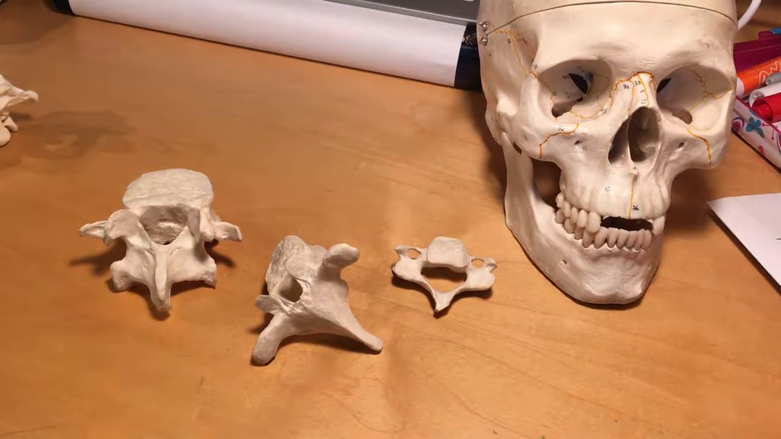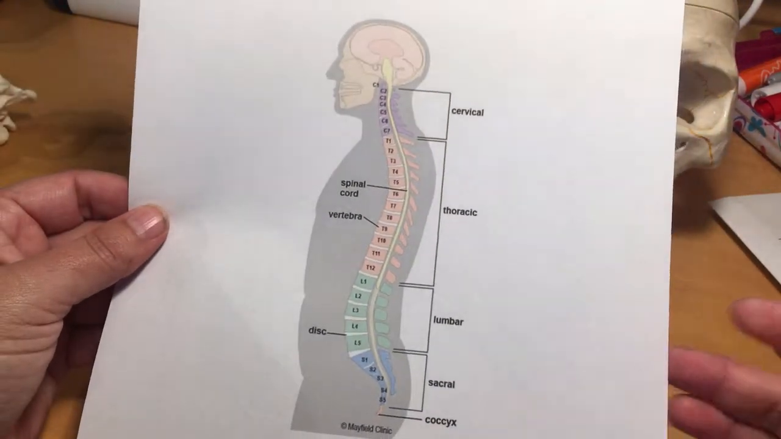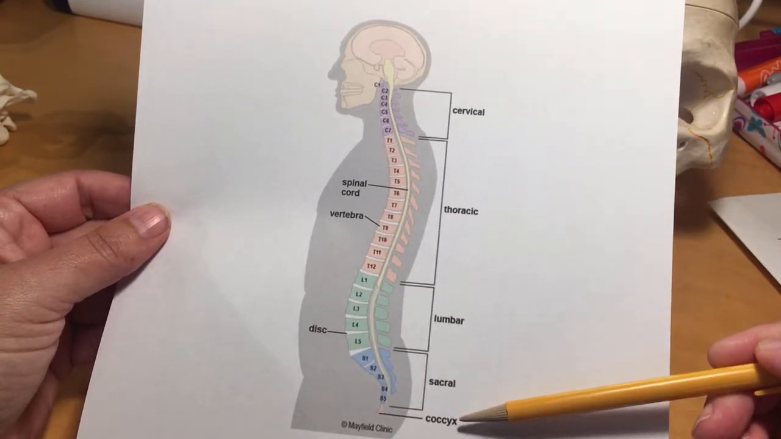Hi everybody, today we're going to be discussing the different types of vertebrae and different markings that are on the vertebrae. First I want to show you a picture of the entire vertebral column. And you can see that there are 5 different regions on the column.